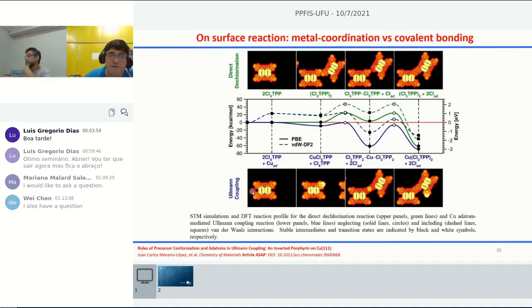But if you look at the other situation, that is the Ullmann reaction, that means the reaction that is assisted by a copper adapter, then it's much easier. Yeah, then you can go easily to this. And then when you form this carbon-copper-carbon, what we name organometallic bond, then we go to this minimum of the energy here. And if you try to go to the covalent bond, you need to split out this copper atom from here, and this costs a lot of energy.